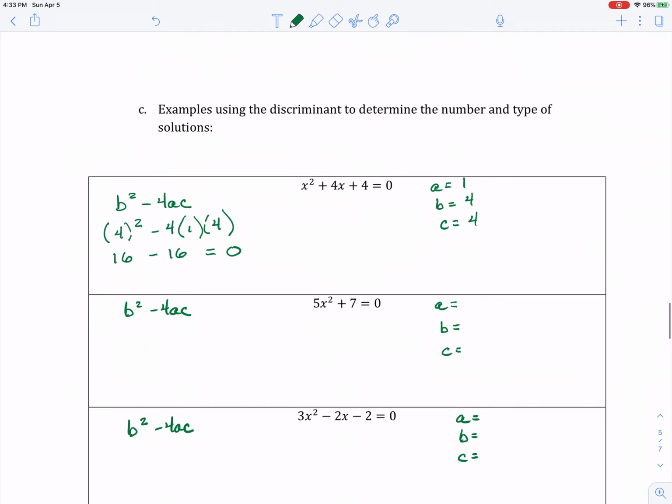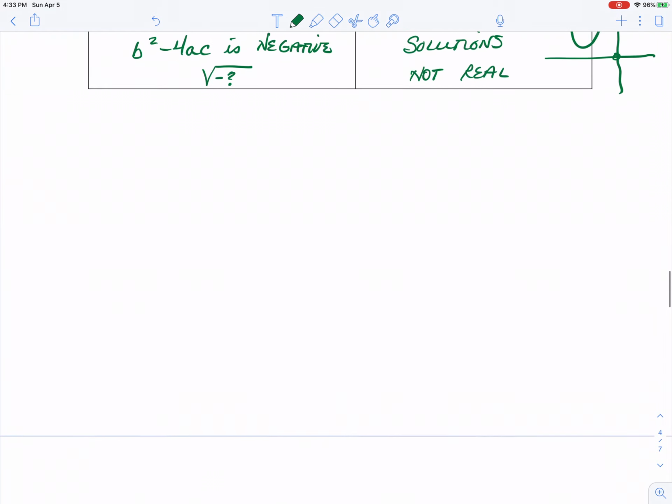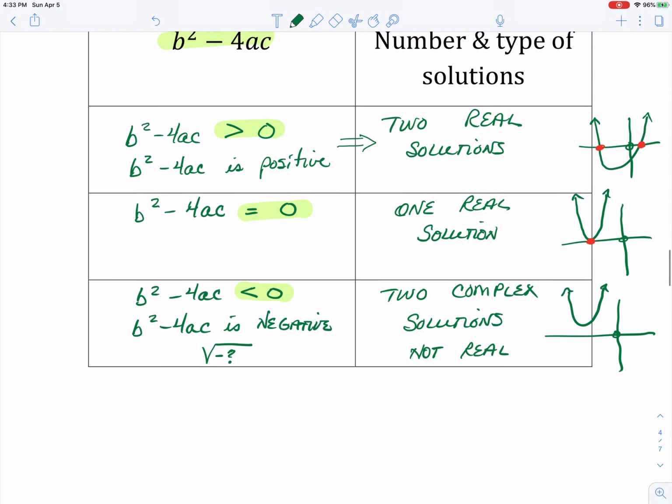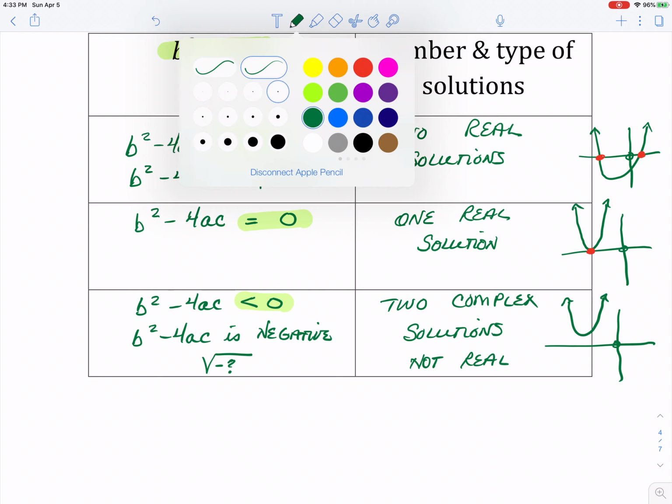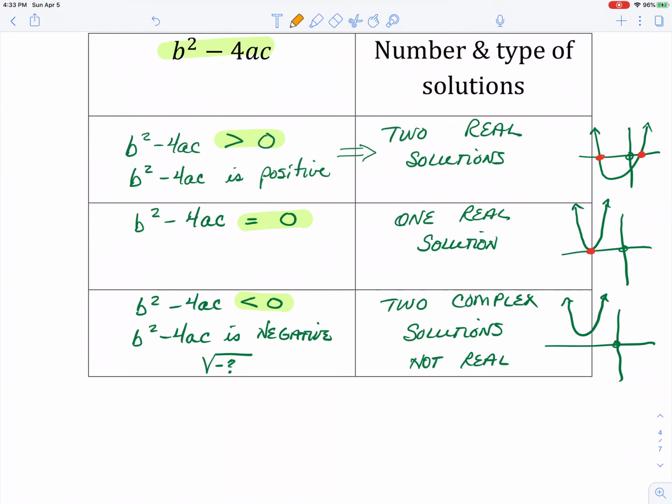All right, so let me scroll back here. I try not to make you seasick. When the discriminant turns out to be exactly 0, that means we have 1 real solution.